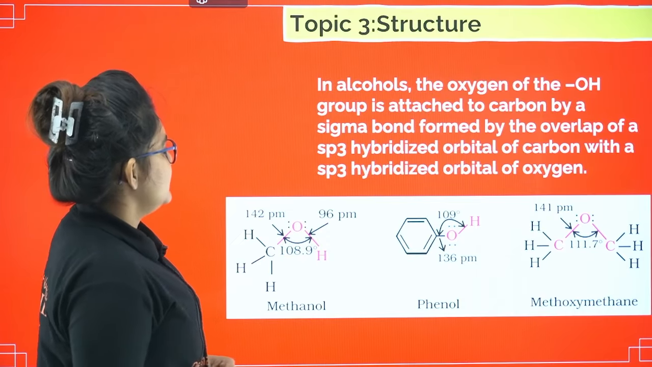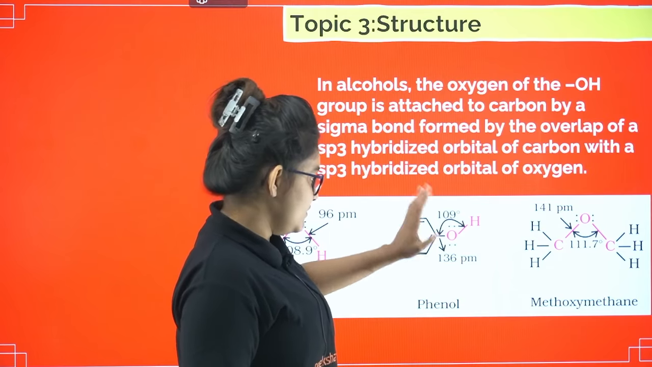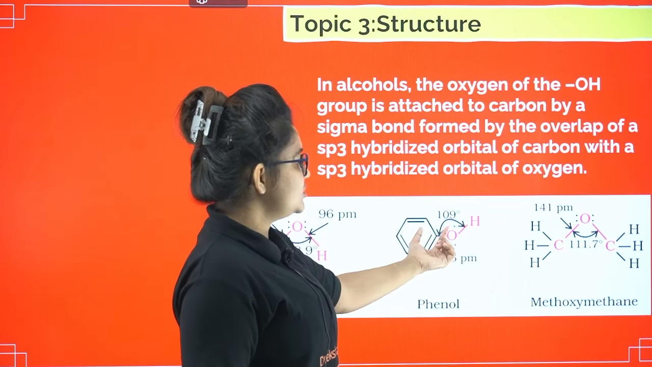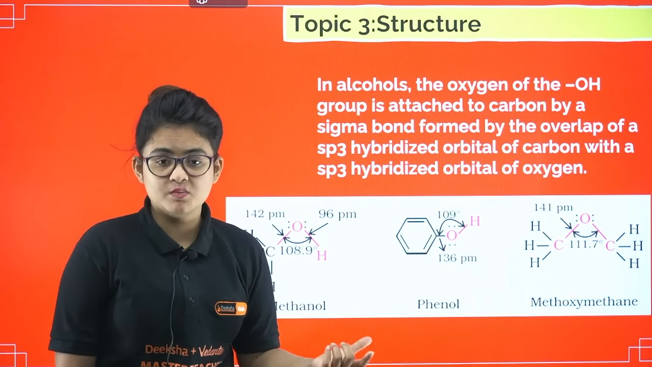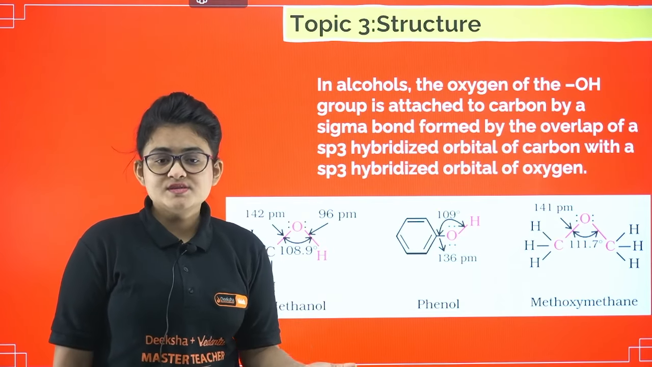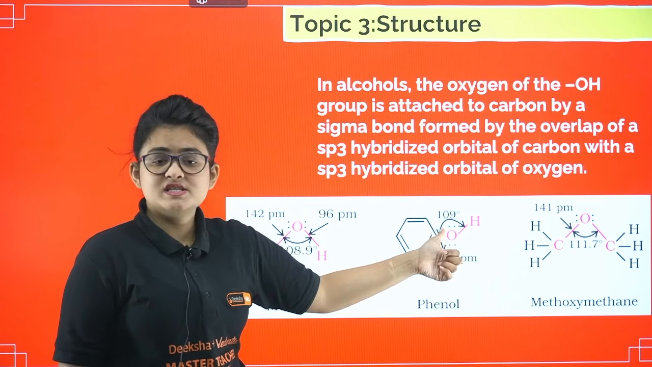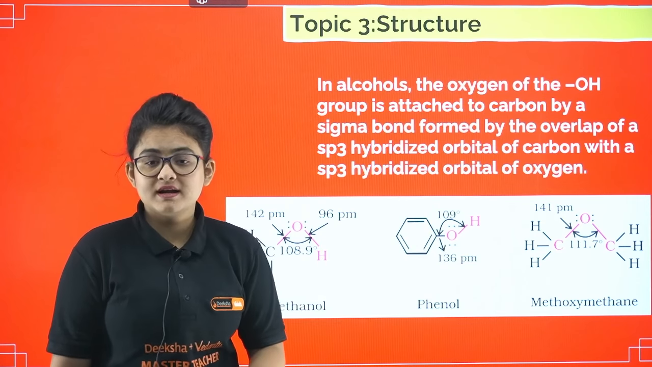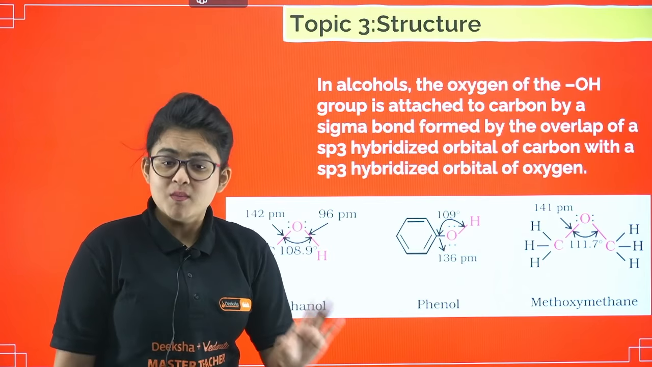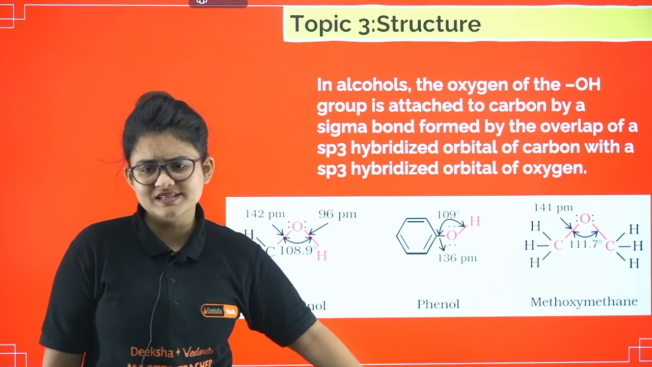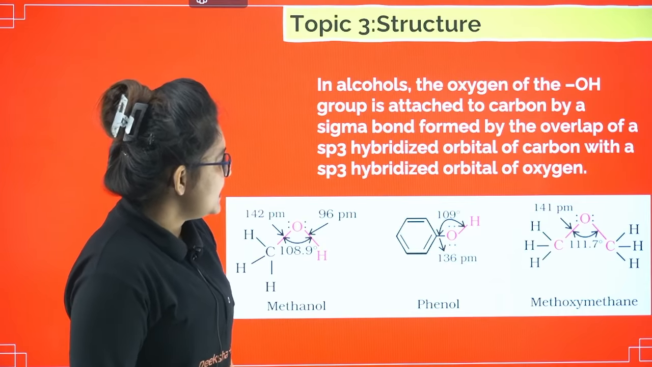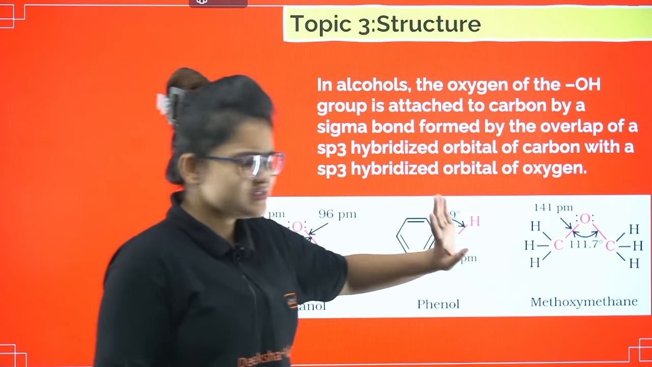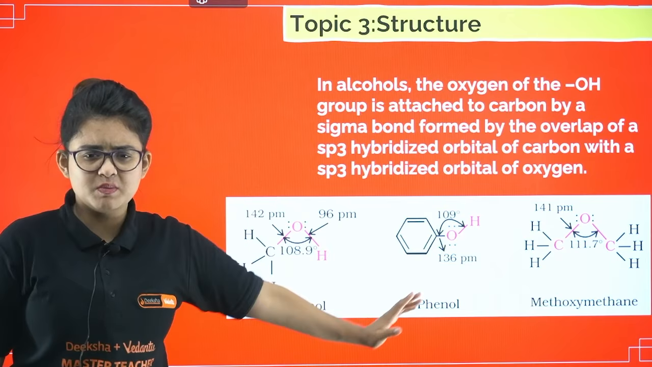Now here you can see, when it comes to phenol, this is 136 picometer, the bond length. Why? The bond length is shorter than the expected carbon-oxygen single bond length. Why is it so? Because the phenol oxygen lone pair takes part in the resonance. As a result, this bond gets some partial double bond character, so the bond length decreases a little. Next, this is the ether, the bond angle you can see is 111.7 degrees. Just a little reminder, you can just remember it.